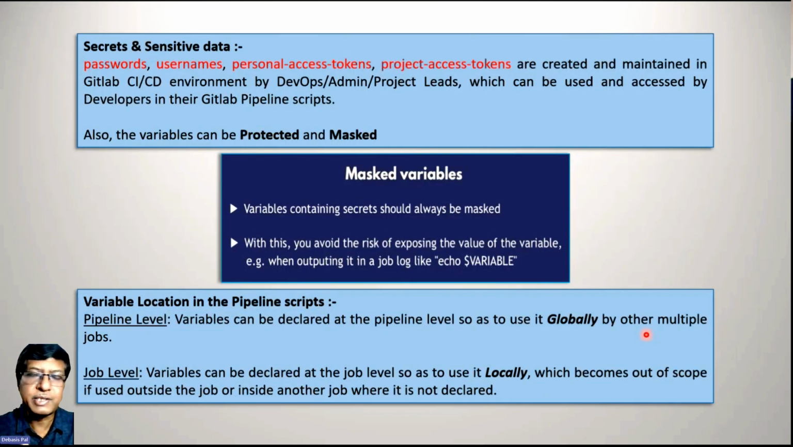Then you can save your secret information, you can mask your variables, and your sensitive data can be protected, like passwords, usernames, personal access tokens, project access tokens. These are very secret information. You do not want to divulge this to other users, because there can be lots of company secrets. You cannot part with this information with others. So you concentrate on the pipeline scripts. Everything will be used in the CI/CD environment provided by GitLab. You put those variables as secrets inside the GitLab CI/CD environment. That's all. You mask it.